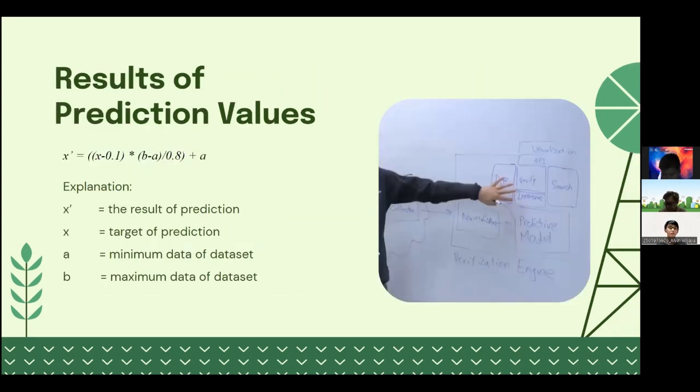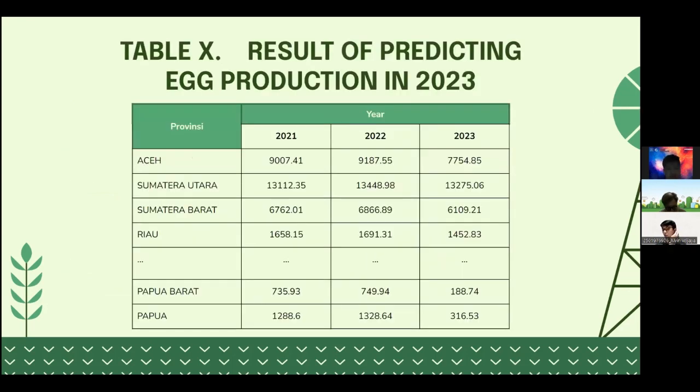This is the formula for the prediction values. It needs the result of prediction, target of prediction, minimum data of the dataset, and maximum data of the dataset. On table 10, this is the result of predicted egg production in 2021, 2022, and 2023.